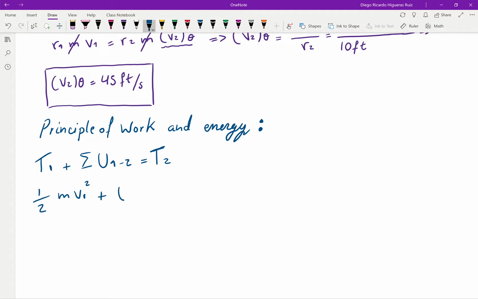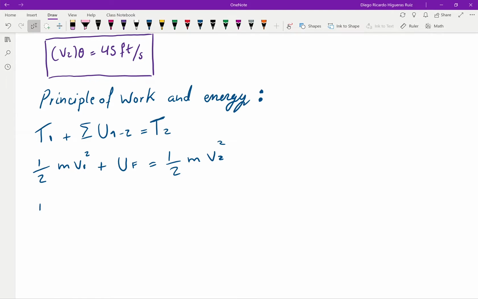The only force is going to be the force done by the arm, and equal to the final kinetic energy. Alright, good. Now, let's start solving for the first term. The velocity, what's the mass? The mass is gonna be 150 pounds divided by 32.2 feet per second square, correct?